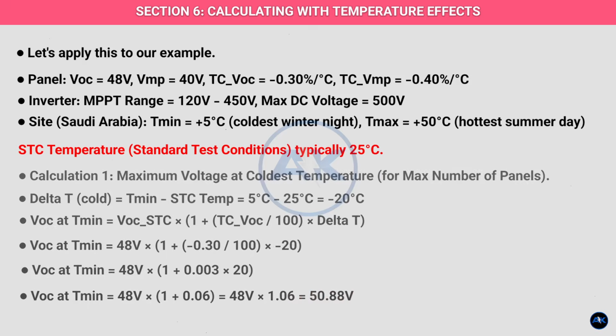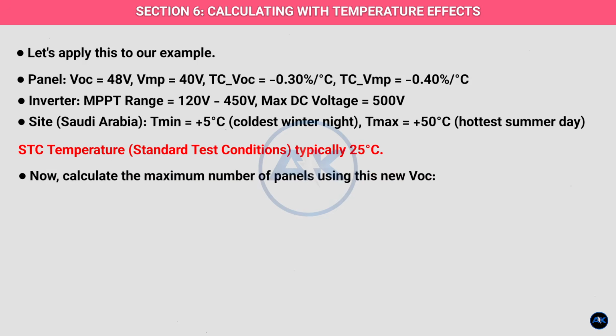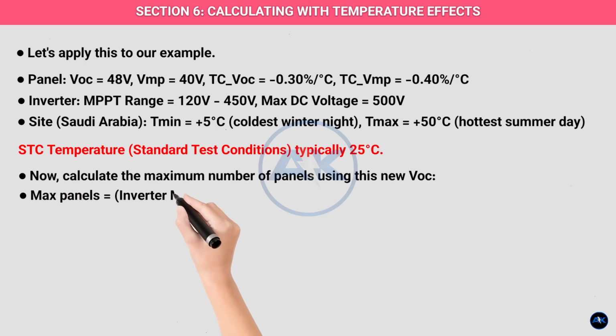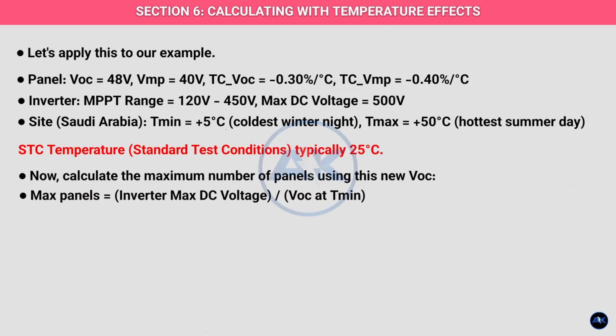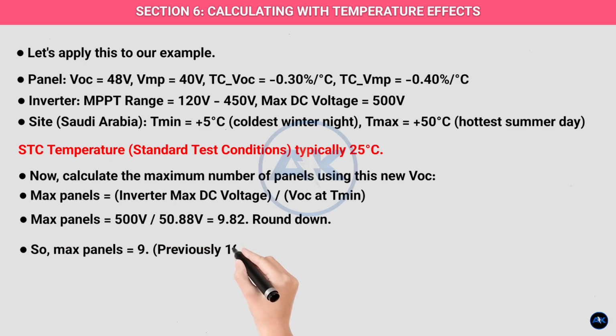50.88 volts. Now calculate the maximum number of panels using this new VOC. Max panels equals inverter max DC voltage divided by VOC at T min, equals 500 volts divided by 50.88 volts equals 9.82, round down. So max panels equals 9, previously 10. See how temperature affects it.